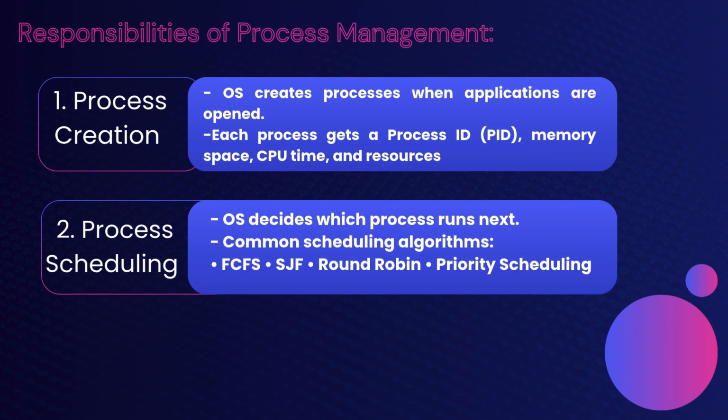Second, we have process scheduling. Process scheduling is the OS choosing which process gets to use the CPU next. Since many apps and background tasks run at the same time, the OS must decide who runs first, who waits, and how long each process can use the CPU. To do this, the OS uses scheduling algorithms like first come first serve, shortest job first, round robin, and priority scheduling. In simple words, process scheduling makes sure all processes get a fair chance to run without slowing down the system.